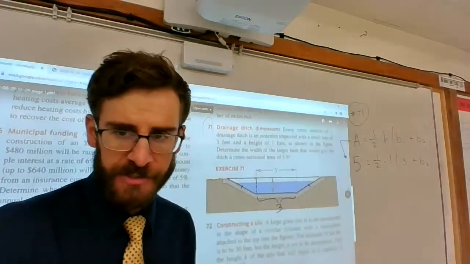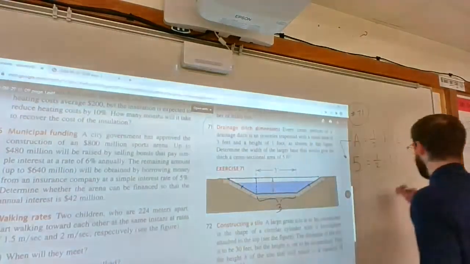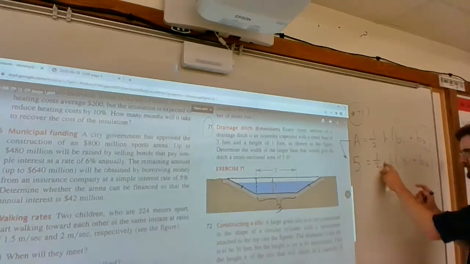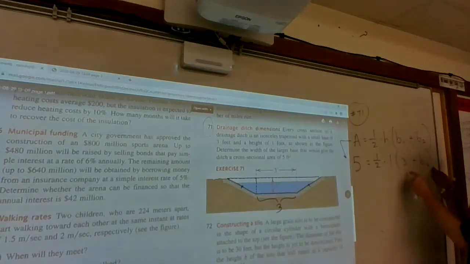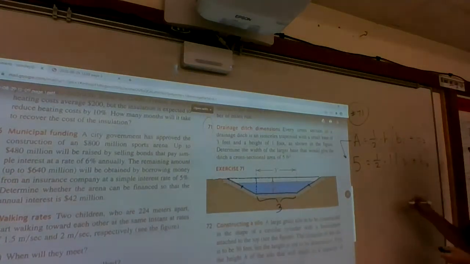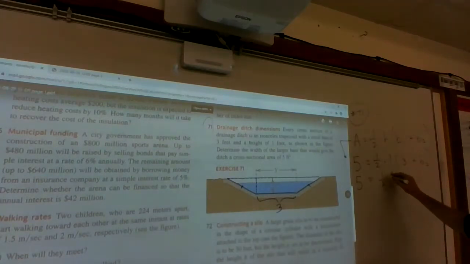Use your order of operations and just good old-fashioned math know-how. This is multiplication here. So you've got multiplication, addition inside the parentheses, but we can't actually take 3 and add it to B2. So we use the distributive property to get rid of these parentheses. You can do 1/2 times 1 first, and then take that new product and distribute it to both the 3 and the B2. So 5 is equal to 3/2 plus 1/2 B2.